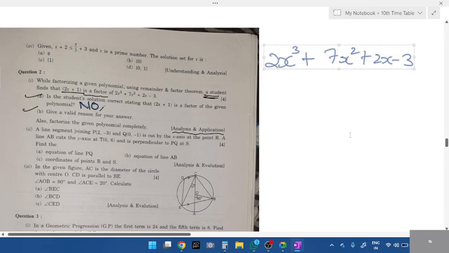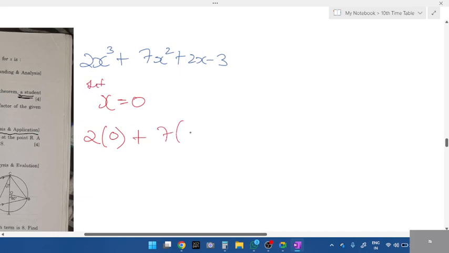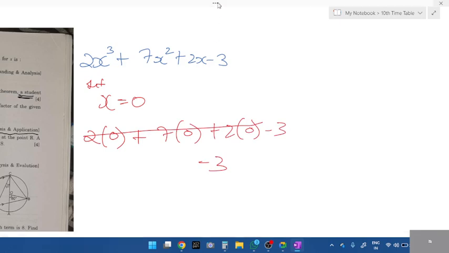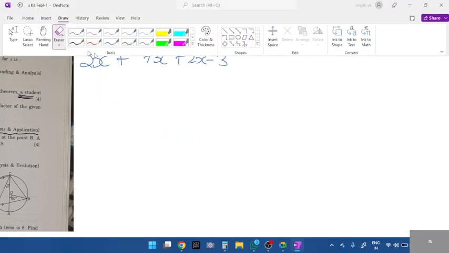Start with x equals 0. If x is equal to 0, what do we get? See, all of you will respond, I'll solve this. Let x equal 0. What do you get? Plus 7 into 0 plus 2 into 0 minus 3. These three terms get cancelled. Minus 3 is the remainder, 3. The remainder is not 0. Then take x equals 1, students.